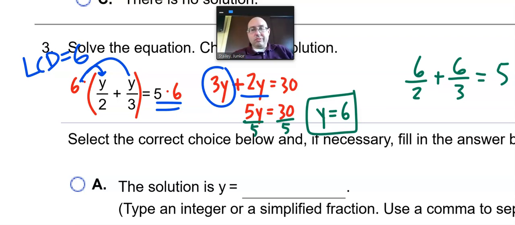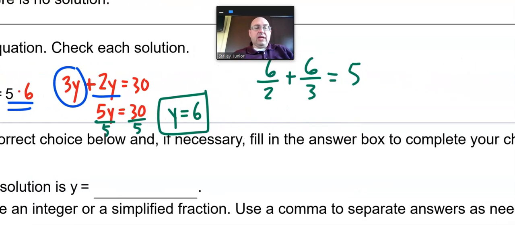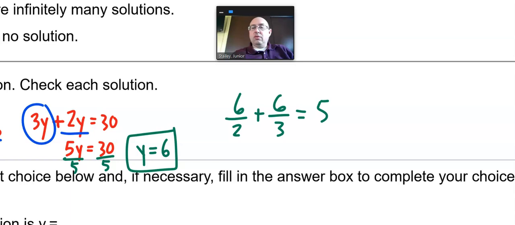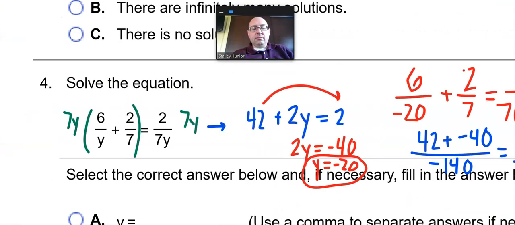Check your solution. Okay, that's not what I wanted to do. Slide it over. So I plugged it back into the original: 6 over 2 plus 6 over 3. Does it equal 5? And 3 plus 2 does equal 5. Check. Good answer. Moving on. So, using that idea of multiplying by 7y, instead of getting common denominators and then doing it, it's either way. It really doesn't matter which way you like to do it.